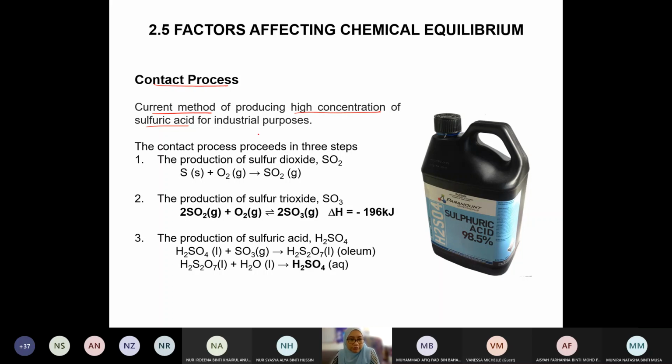Okay, alright, so the contact process, like Haber process just now, is very simple, very straightforward. Okay, we only have one reaction. Tapi kalau contact process, dia ada banyak reaction sikit. Okay, it involves several steps. The contact process proceeds in 3 steps. Okay, first, kalau nak start from scratch, the production of sulfur dioxide, SO2, where sulfur in solid state reacts with oxygen gas to produce sulfur dioxide. Okay, alright, as you can see, this is not reversible.